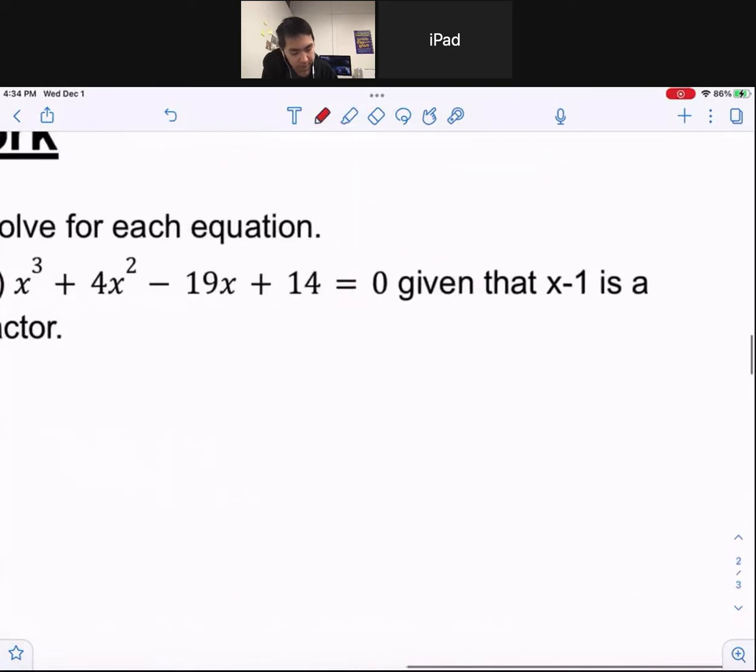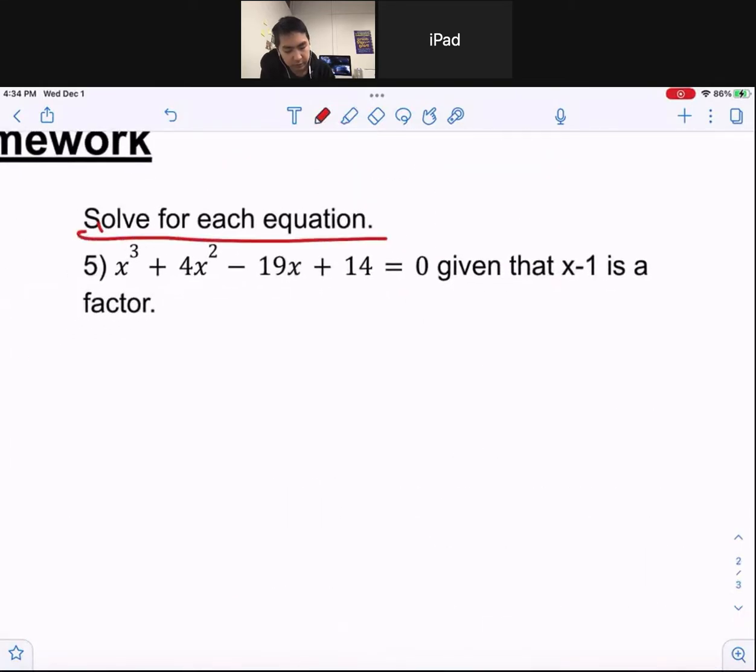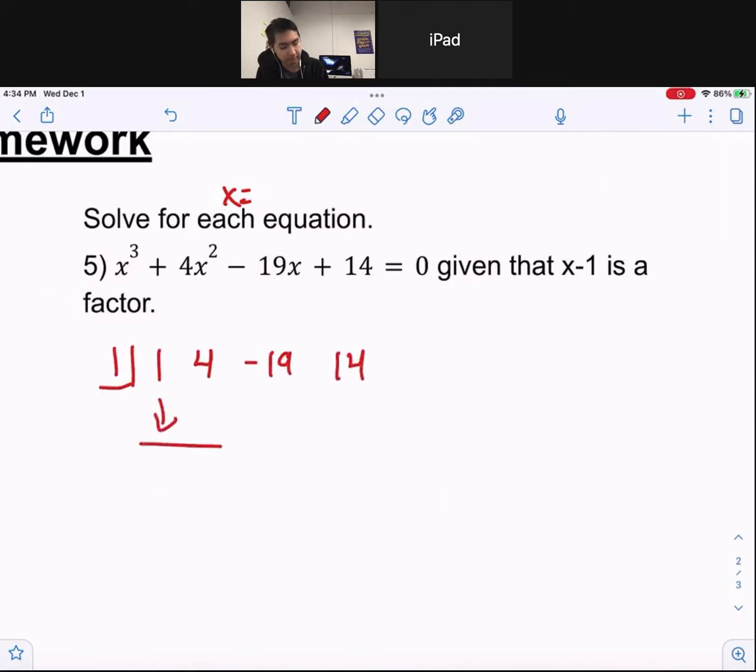Number 5. Now, does everyone see you've got to solve the equation, right? That means our final answer should be x is equal to something. So they gave us one factor, right? So the opposite of -1 is 1, you guys. And the coefficients are 1, 4, -19, and 14.